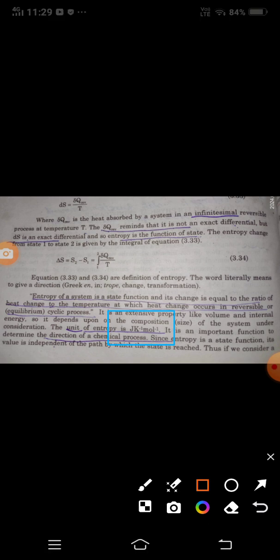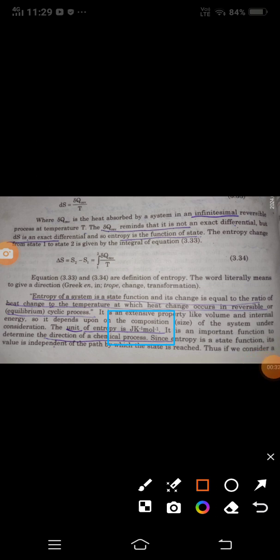Okay, this video is a continuation of the previous video. We were talking about the unit of entropy, that is joule per Kelvin per mole. Why is this so? Because Kelvin is for the temperature and joule per mole is for the heat. So it is important to determine that entropy is an extensive property, and another thing to determine is that it is a state function.